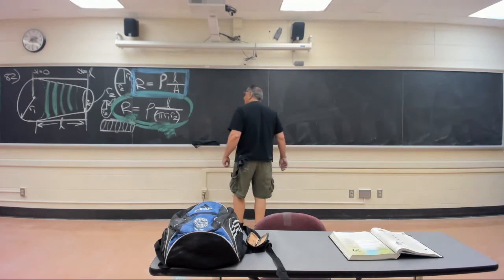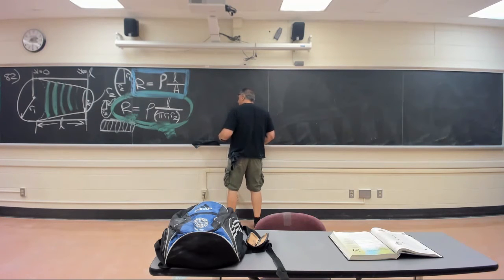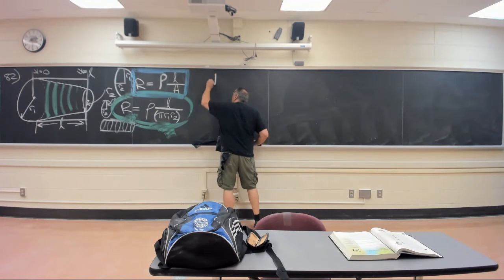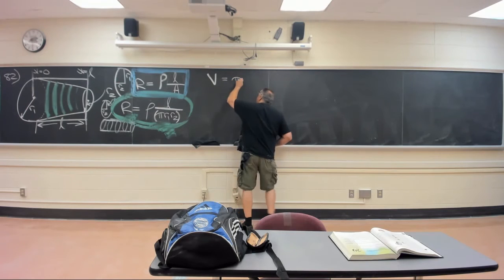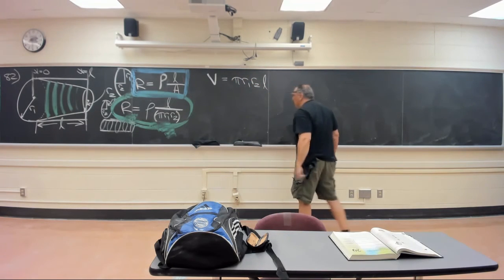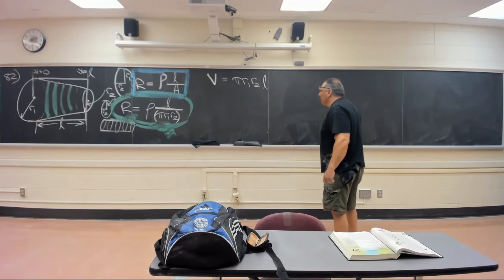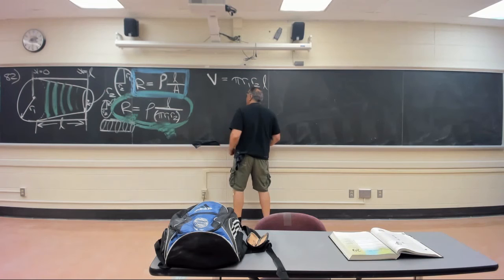Well, I don't know. The volume of that elliptical cylinder is pi R1 R2 times L. True, that's its volume. What would be the average area?